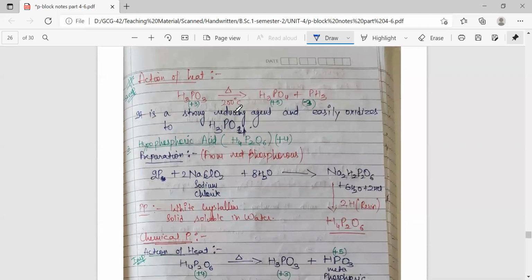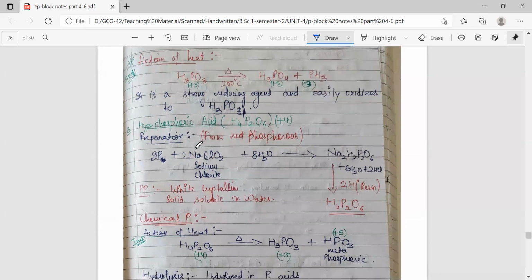Action of heat: if we heat it at 200 degrees Celsius, we'll get the formation of orthophosphoric acid and phosphine. That means it will undergo disproportionation to the higher oxidation state and the lower oxidation state. So it is a strong reducing agent and easily oxidizes to H3PO4. Next we have hypophosphoric acid.